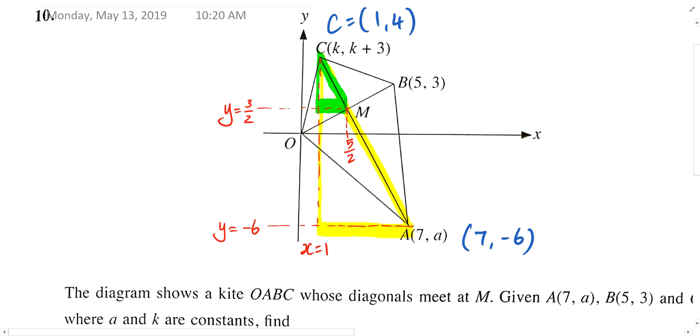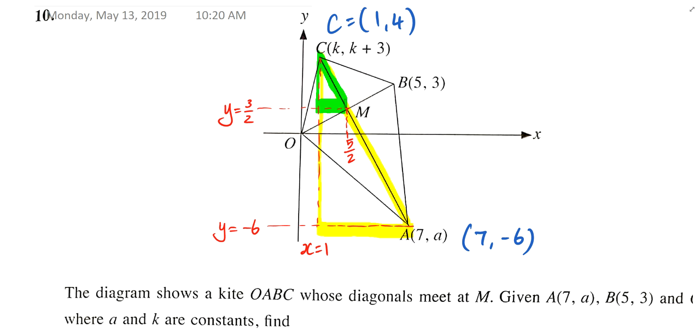Yes. If triangles are similar, what can you tell me about the ratio of sides? The square of the length. What can you tell me about ratio of sides? Nothing to do with area. I'm asking about ratio of sides. Same. Ratio of sides is the same, right?